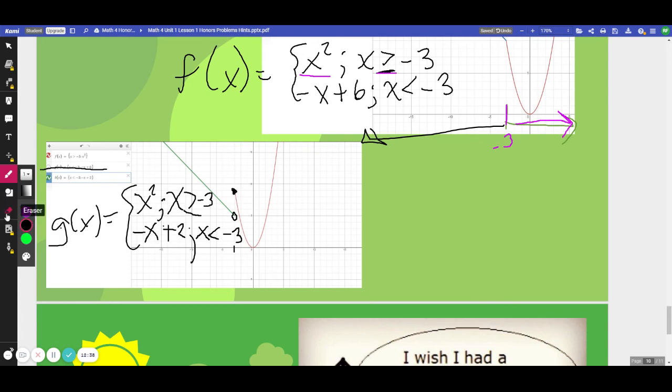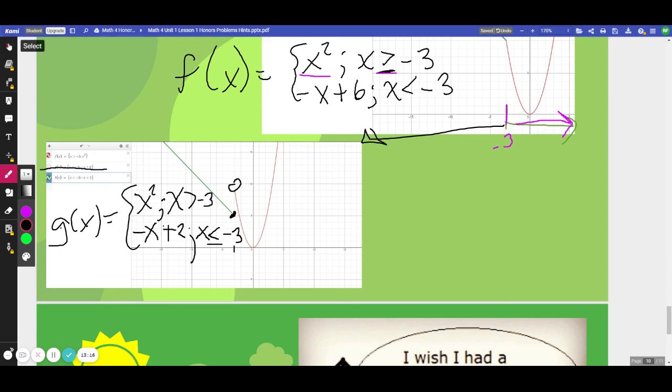However, if it was defined the other way around, and I had the open circle on the x squared and the closed circle on the -x plus 2, then the little line, meaning -3 is included in this tier, would go there. All right, so that's a little hint.